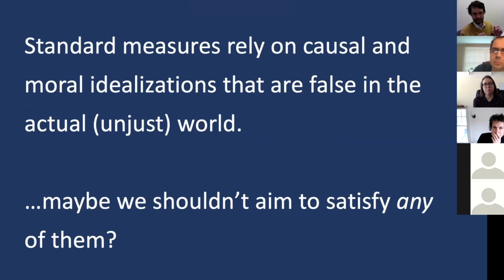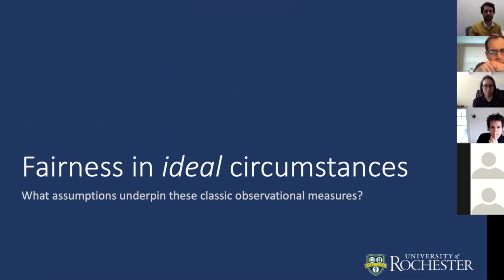Here's my slightly heretical view. I think these measures are constructed with enough causal and moral idealizations such that they don't really operate correctly in the actual unjust world. And in fact, we shouldn't aim to satisfy any of them given the injustice that we currently have and the causal associations that we currently have. So here's the question. What are the assumptions that underpin these classic observational measures? How are they actually idealized in various ways?